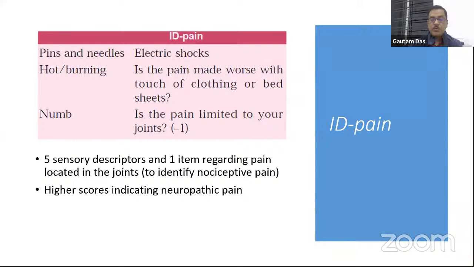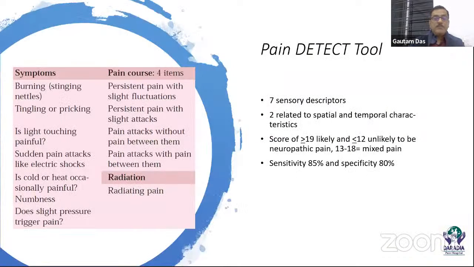You can later read books and read the presentations. This one I am going to elaborate more because mostly this is used, and again, as I told you, this is a free tool. So here there are 7 symptoms: the burning, tingling, light touch producing pain or not, sudden pain attacks like electric shock, application of heat or cold producing pain, numbness, and slight pressure triggering the pain. So these 7 symptoms each can produce a score from 0 to 5.